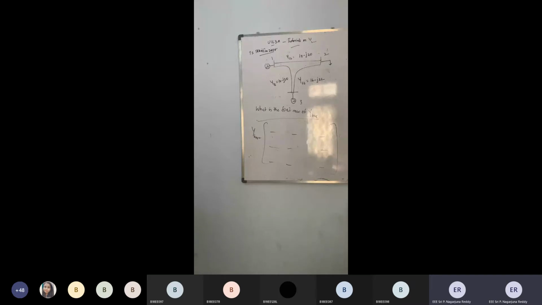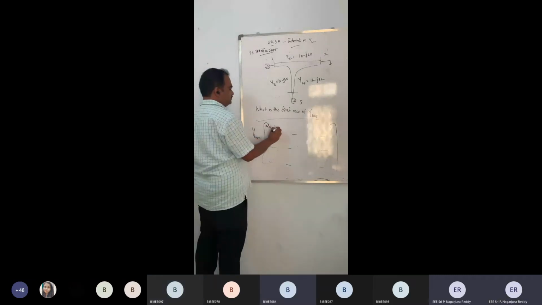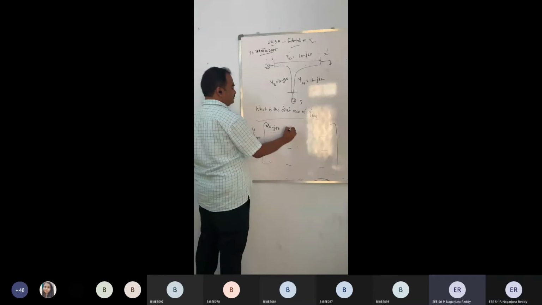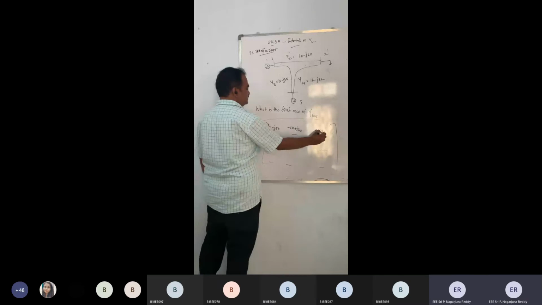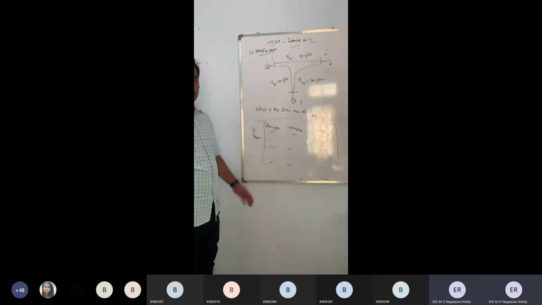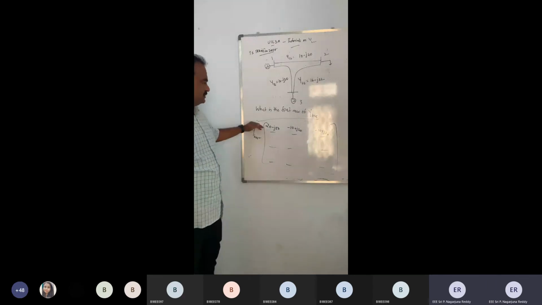So what is Y11? What is Y11? 20 minus J. Yes, very simple. What is Y12? Minus 10 plus J. Very simple thing. He has given multiple choice, so this is the first row of your Y bus.